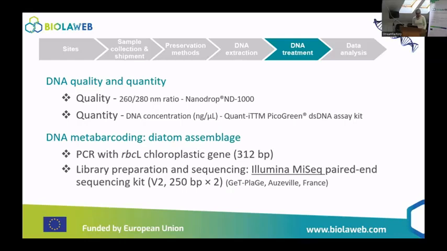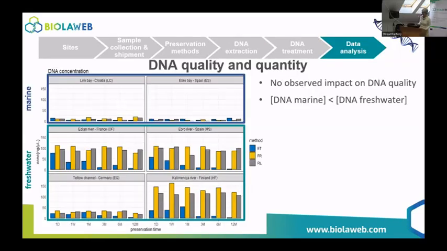For these samples, we also proceeded with DNA metabarcoding with the rbcL marker, and we made Illumina MiSeq sequencing in order to obtain the floristic lists for each of these 216 samples. So let's first look at the DNA quality and quantity.